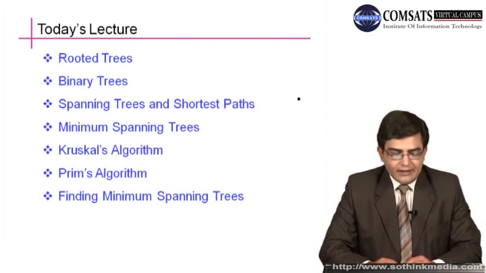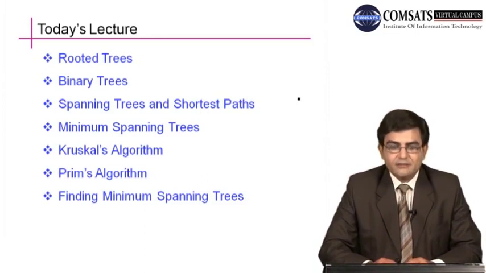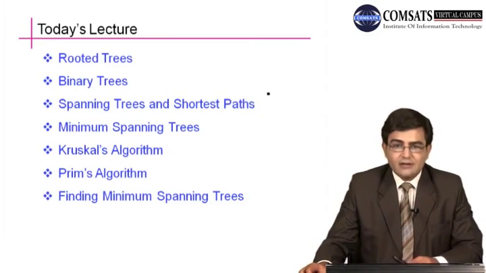We shall discuss again rooted trees and then binary trees, and then we shall discuss spanning trees and shortest paths, minimal spanning trees, and Kruskal's algorithm of finding shortest paths if we are given some graph. And then we shall discuss Prim's algorithm, and at the end we shall discuss how to find a minimal spanning tree if we are given any graph, any connected graph.